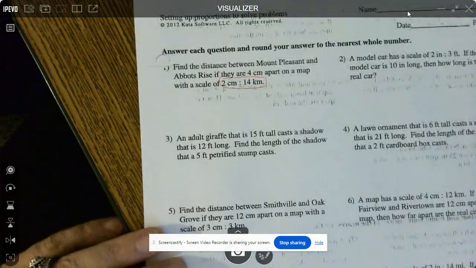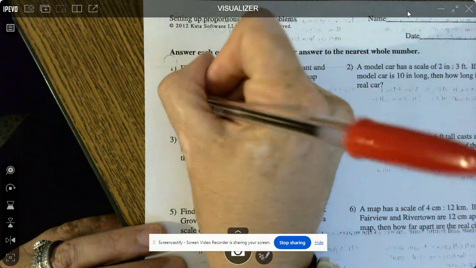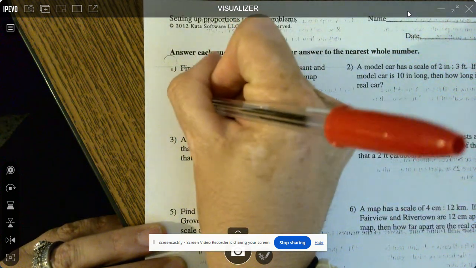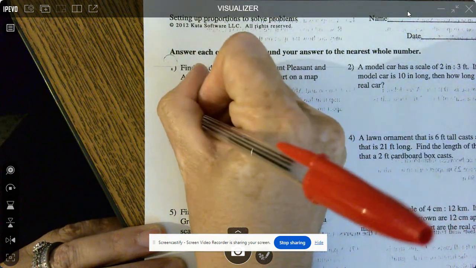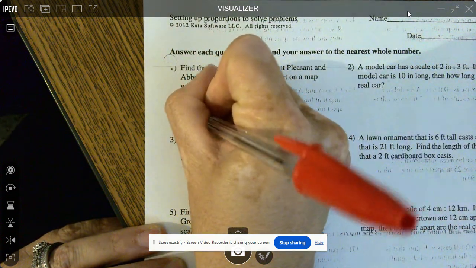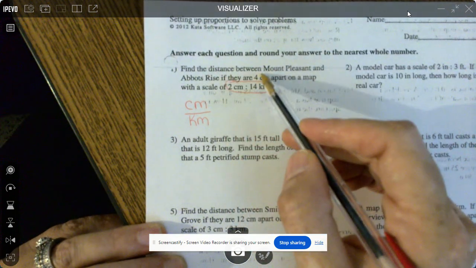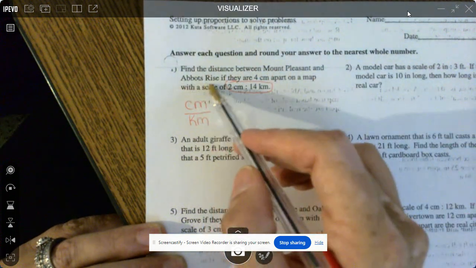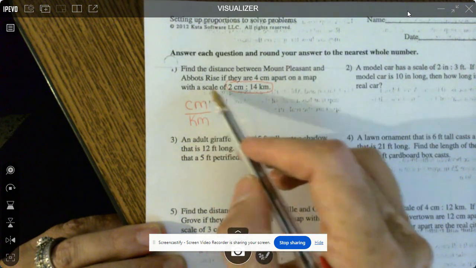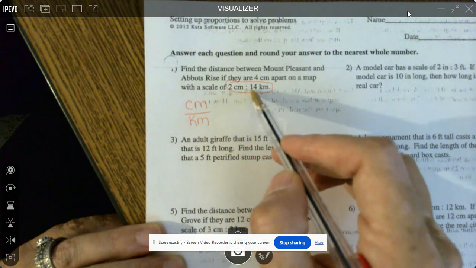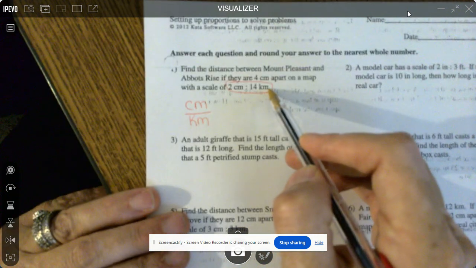When I'm teaching this, I like to teach that if you write what you're comparing to the side, then all you're doing is simply taking the numbers and plugging them in. So here we have: find the distance between Mount Pleasant and Abbott's Rise if they are 4 centimeters apart on a map with a scale of 2 centimeters to 14 kilometers. Let's take a look at this.